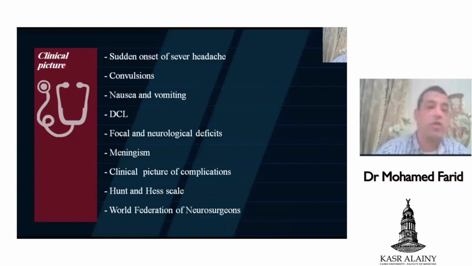Clinical picture of subarachnoid hemorrhage. Sudden onset of severe headache, convulsions, nausea and vomiting, disturbed conscious level, focal neurological deficits, meningism, and the clinical pictures of complication.